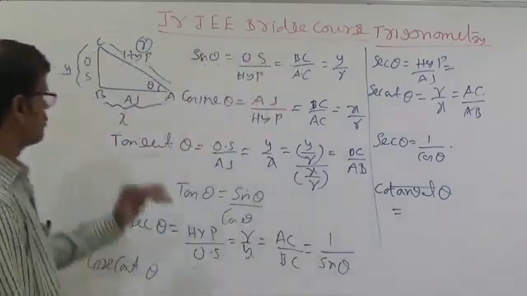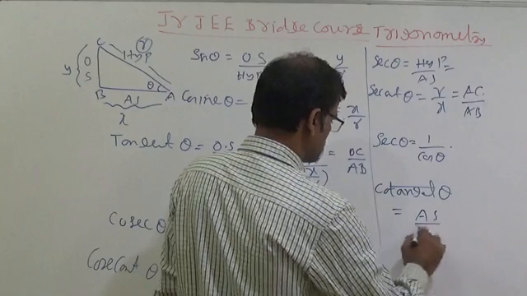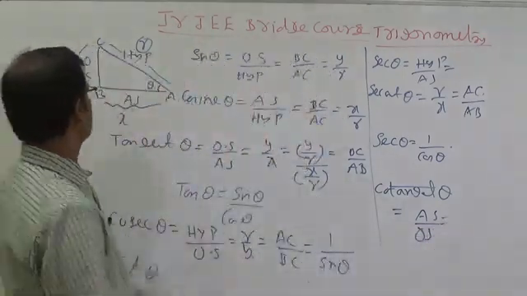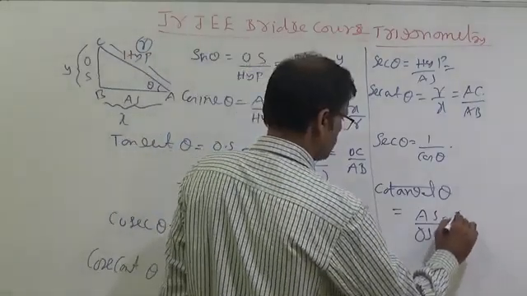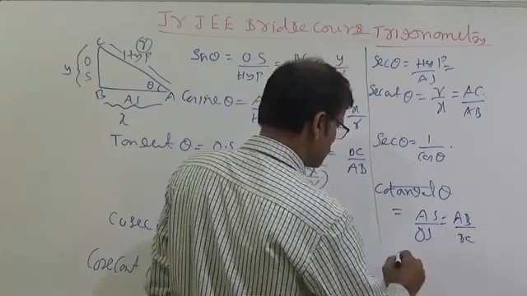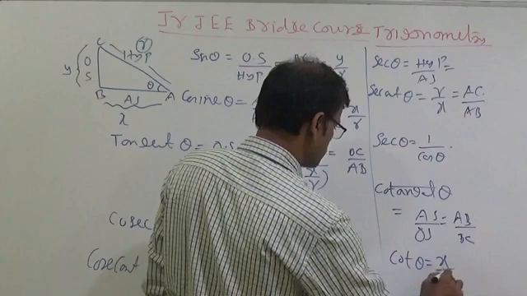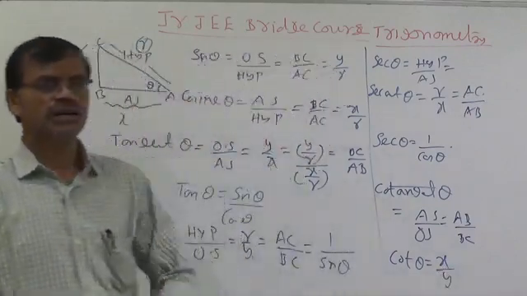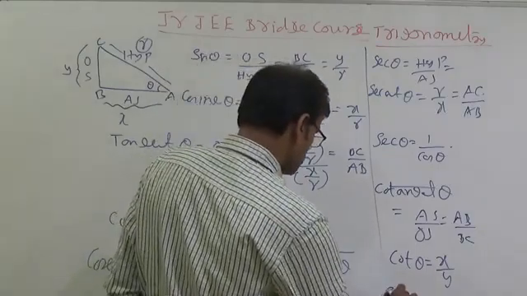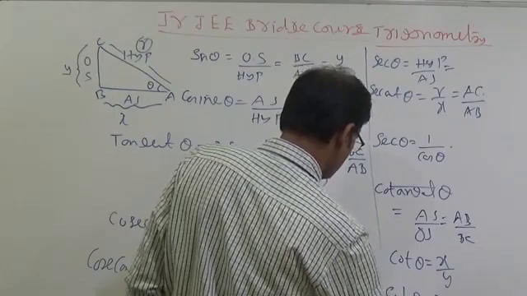Next, reciprocal of tangent theta can be written as cotangent theta. Cotangent theta you can understand as adjacent side by opposite side. Adjacent side by opposite side means here AB by BC. That is equal to X by Y. So it is nothing but cot theta is equal to 1 by tan theta.